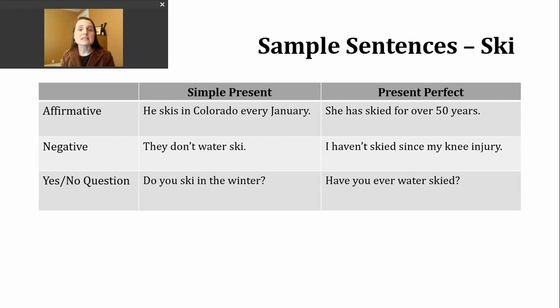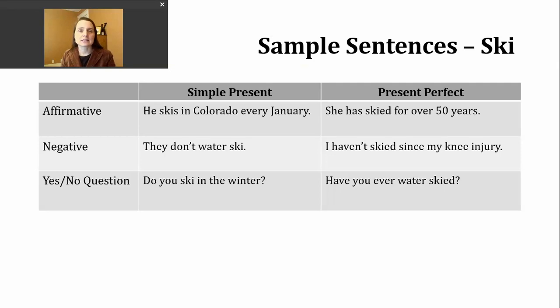We use this to describe an action that started in the past and it continues into the present. But we also use it to describe something that occurred at an unknown time in the past. And it just might not matter when it happened.